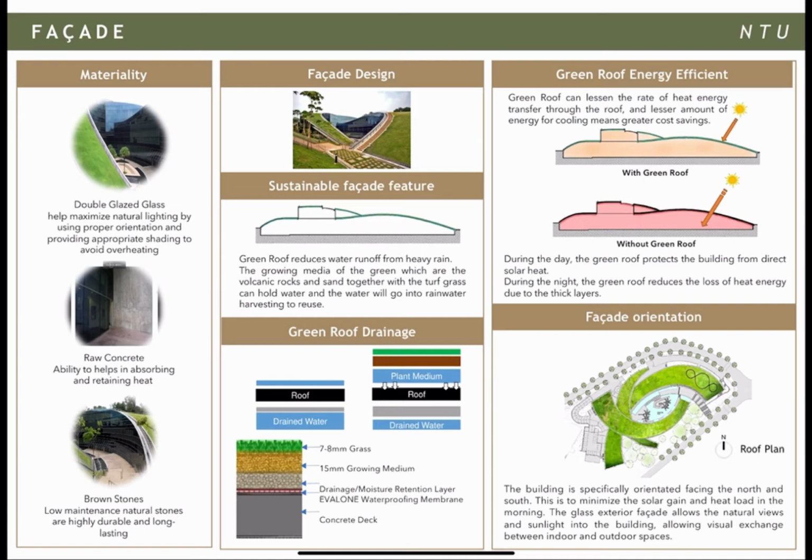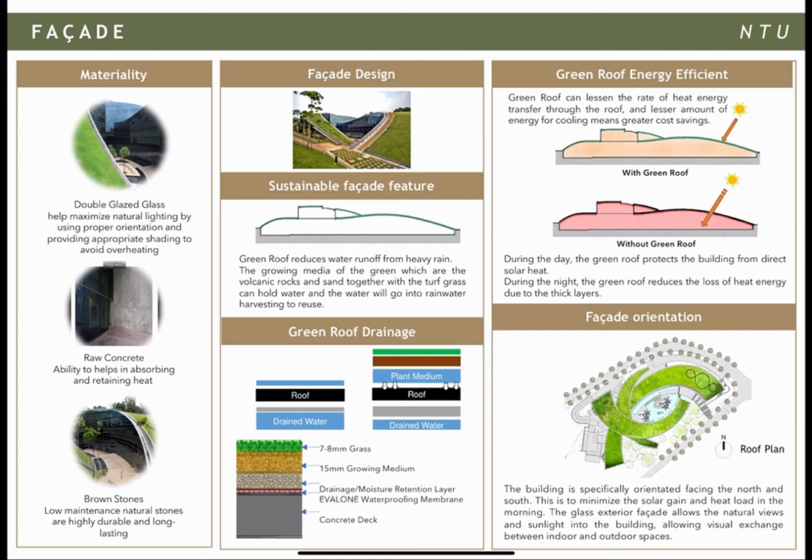For the sustainable facade feature, which is the green roof, it reduces water runoff from heavy rain, and the growing media of the green roof, which are the volcanic rocks and sand together with the turf grass, can hold water and the water will go into rainwater harvesting to reuse. For the green roof energy efficiency, the green roof can lessen the rate of heat energy transfer through the roof, and lesser amount of energy for cooling means greater cost saving.